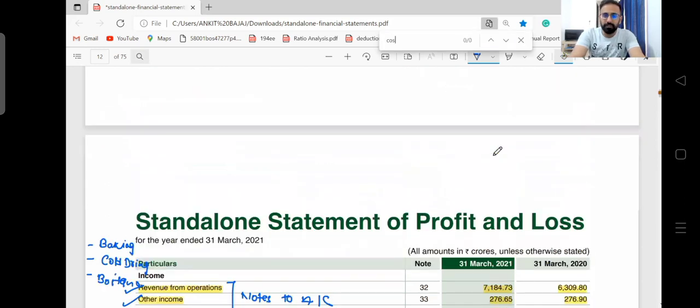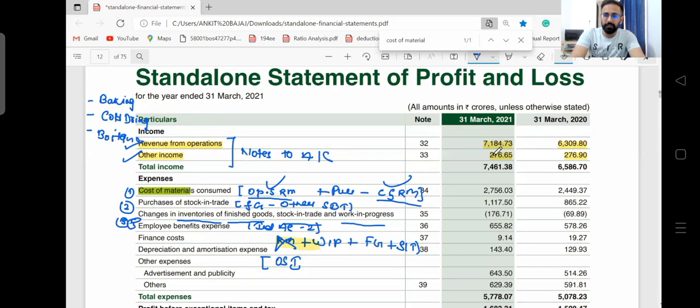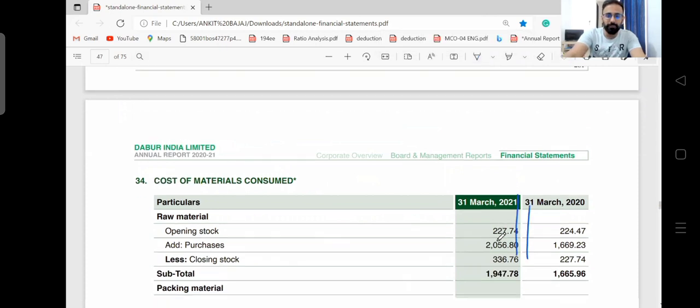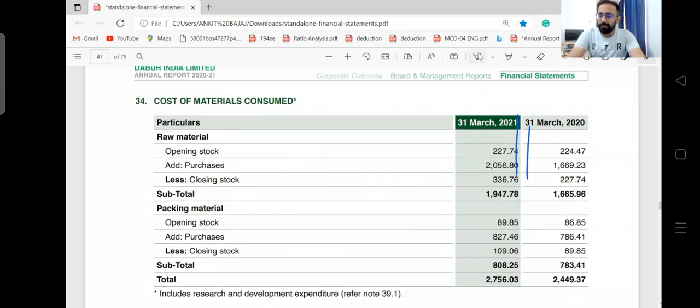I will write down cost of material here and click enter, and here you can see the notes to accounts related to cost of material consumed. Here we see the formula for cost of material consumed. I have already told you the formula. Quickly, I will write it down: opening stock plus purchases minus closing stock, and the same thing they are doing. For raw material, during the year the opening stock was 227, right? We are talking about raw material. With the help of raw material, the company manufactures products. We are not talking about stock in trade. Stock in trade means finished goods which the company buys from other companies.